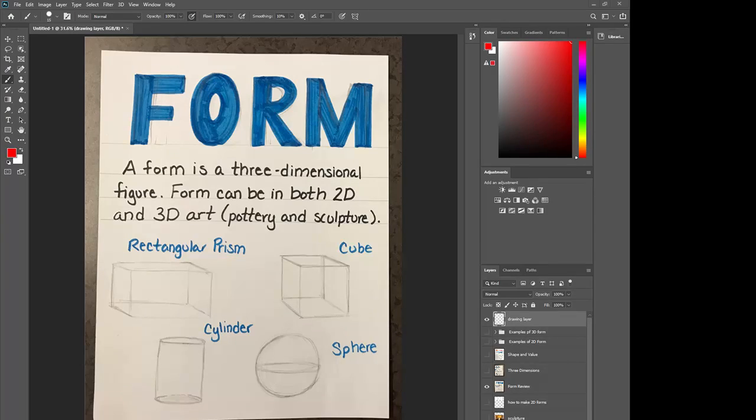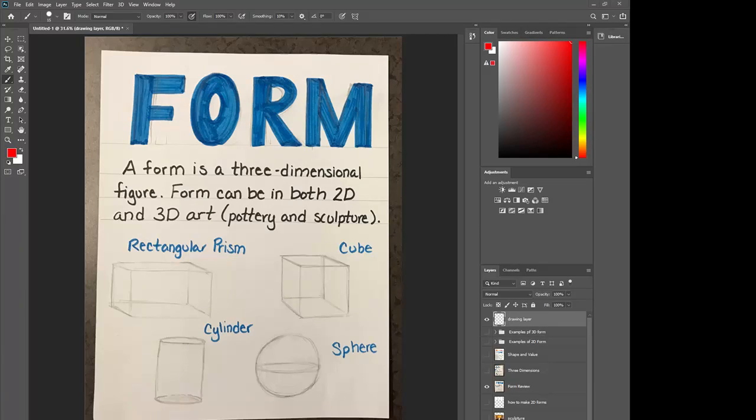So, shape, if you don't remember, we have geometric, which is your rectangles, squares, circles, stuff like that. And then we had organic shapes, which was more of your nature based shapes. So, leaves, raindrops, clouds, flowers, stuff like that.